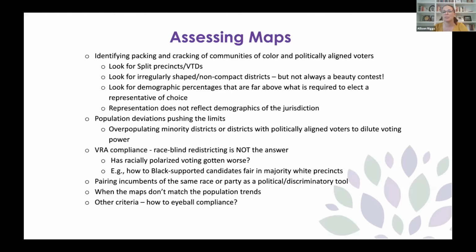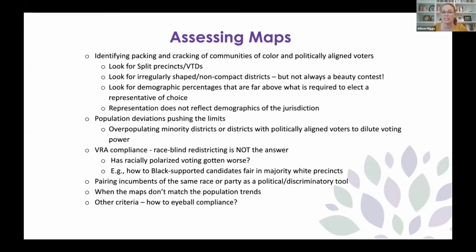But abnormal, irregular line drawing can be used to crack and pack voters of color. So throw that flag and go look at the video replay, ask the questions, and demand the answers that you deserve. Look for dramatic changes in populations in the districts when you get a map. So I'll use Texas as an example.